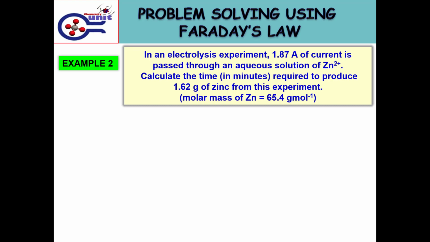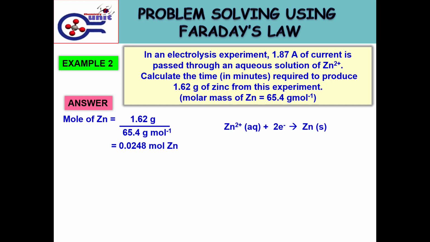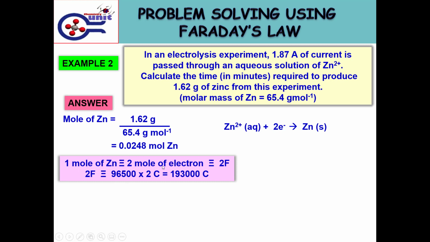Second example, in an electrolysis experiment, 1.87 ampere of current is passed through an aqueous solution of zinc ion. Calculate the time in minutes required to produce 1.62 gram of zinc from this experiment. Given that the molar mass of zinc is 65.4 gram per mole. To answer this question, first, from the given mass of zinc, we calculate the moles of zinc. Write the balanced equation at the cathode, which produces zinc solid. Do the comparison. From this equation, we know that 1 mole of zinc is produced from 2 moles of electrons. 2 moles of electrons is equivalent to 2 Faradays, and 2 Faradays is equivalent to 193,000 coulombs.